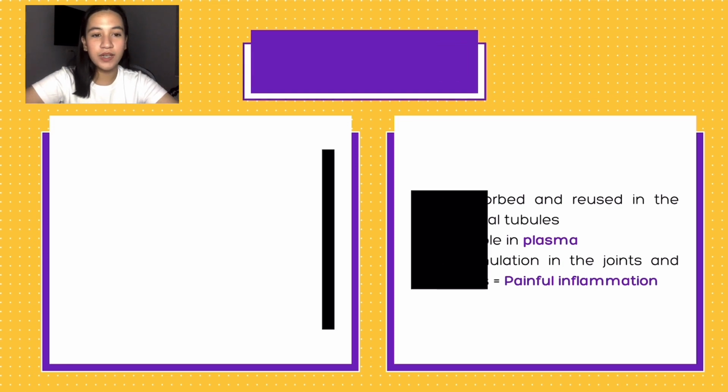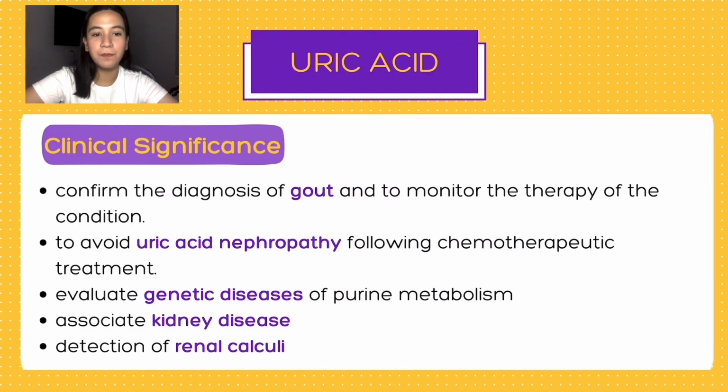For the next one, we have clinical applications and significance. Uric acid is tested to confirm the diagnosis of gout and to monitor the therapy of the condition, to avoid uric acid nephropathy following chemotherapeutic treatment, to evaluate genetic diseases of purine metabolism, to associate kidney diseases, and to aid in the detection of renal calculi.